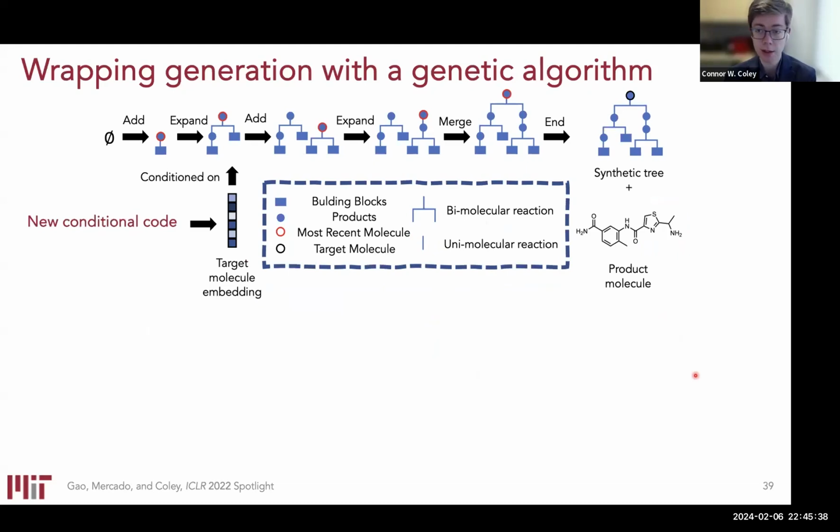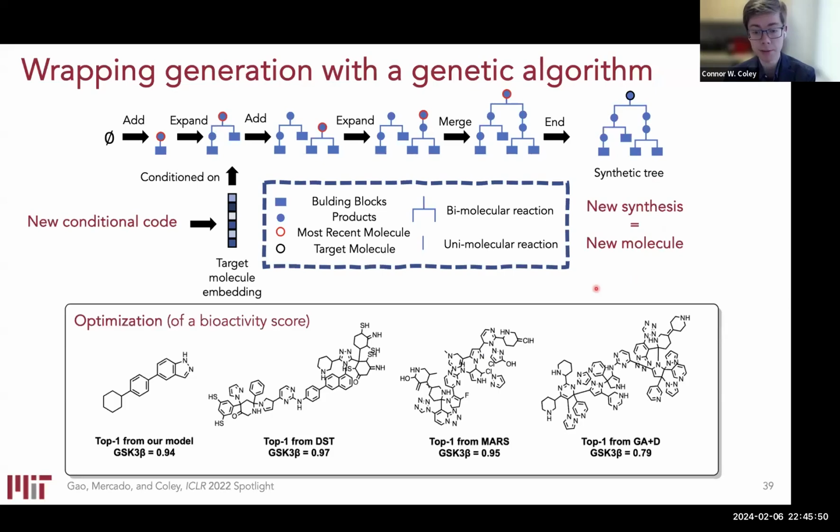In this case, we just use a genetic algorithm. And so if we change that input code, we change the pathway and we change then the tree and the product and the properties of that product. And so we can apply it to optimization. We can apply it to maximize some predicted bioactivity score. We do this with our model that I'm showing on the slide, as well as a number of other models that operate on atoms or fragments.